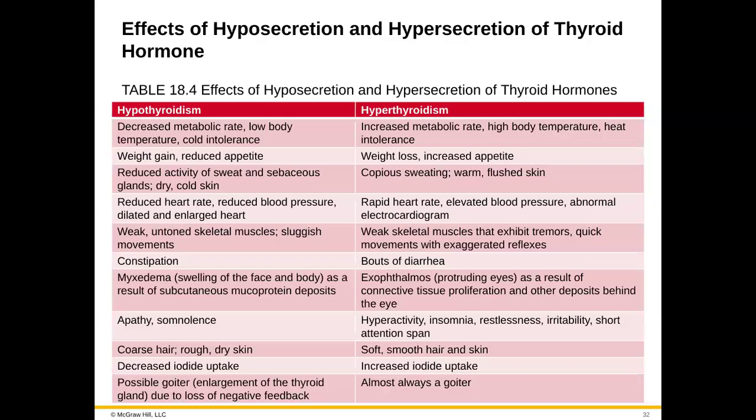They typically have abnormally smooth hair, skin, and just overall kind of soft structures, increased iodine uptake, and these people almost always have a goiter. And in class, we're going to do a little activity where we're actually going to talk about why both hyperthyroidism and hypothyroidism will lead to a possible creation of a goiter.